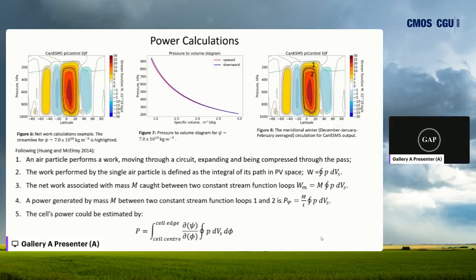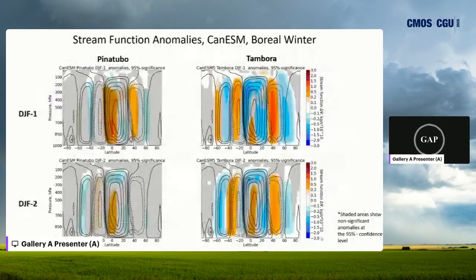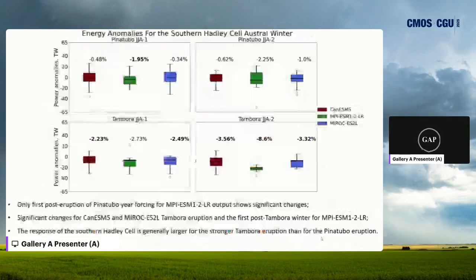So were the effects equal in both hemispheres, the power decrease? As you can see, yes. It's pretty much the same result. The more important point is that the Tambora eruption was more powerful and injected much more sulfur into the stratosphere.